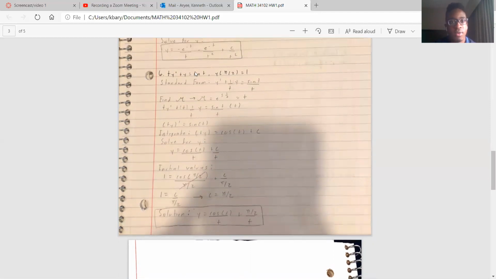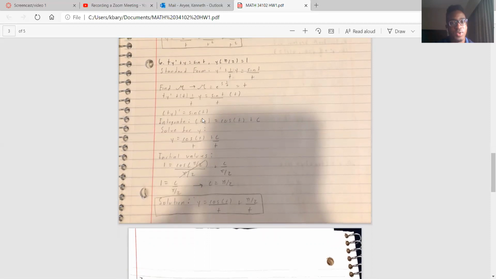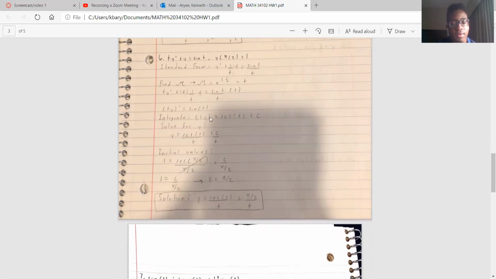And this is the same method I used for number 6 when solving. So at first I put the equation in standard form. So you had y prime plus 1 over t times y equals sine of t. And then right here is where you have your p(t). So you would use that to find mu, which is your integrating factor right here. And then after you find mu, which was t in this case, you multiply t on both sides. And then you recognize that that is the product rule. And then once you integrate on both sides, you have t times y equals negative cosine of t plus c.